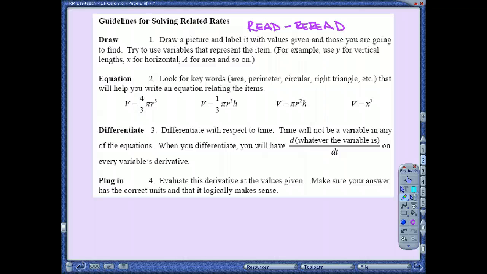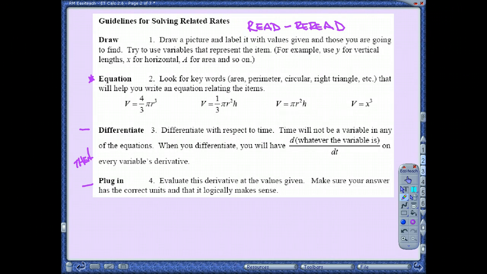With that picture and looking at the problem again, you're going to try to figure out what equation is going to fit in there. So look for some key words: circles, area, volume, spheres, those kind of things. Ladders leaning up against buildings, those are always right triangles. After you find your equation, you're going to differentiate with respect to time. Remember, you have a d, whatever your variable is, over dt. So everything is going to need that little crutch because every variable is going to be dependent. After you differentiate, then you plug in. Notice, you differentiate, then you plug in.